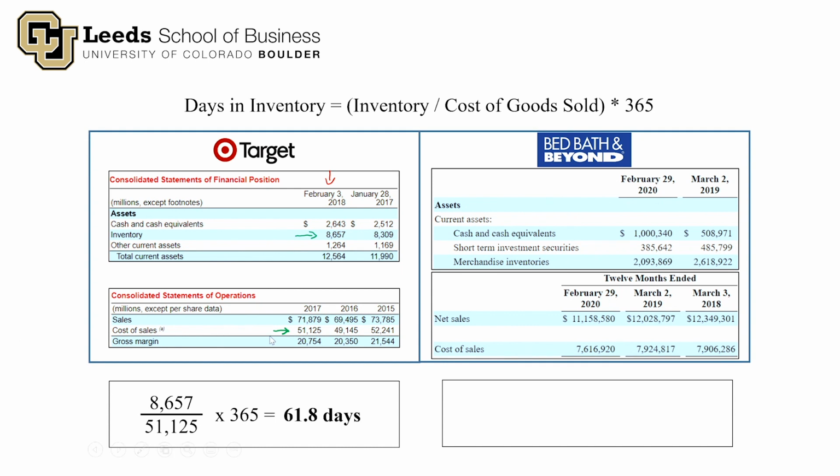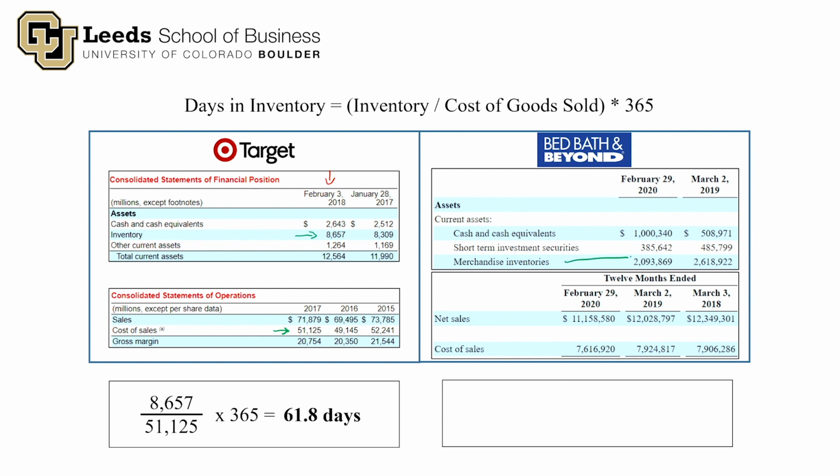Now let's understand this ratio. At the end of the year, we have 8,657 sitting on the shelves. We sold 51,125 throughout the entire year. So what percentage of a full year's sales do we have sitting on the shelves right now? That's what this fraction tells you. When you multiply that by 365, you get the percentage of the days in the year, which is actually just the days. So the interpretation of 61.8 is that, on average, inventory sits on a Target shelf for 61.8 days.